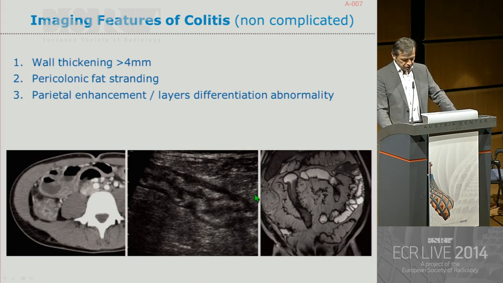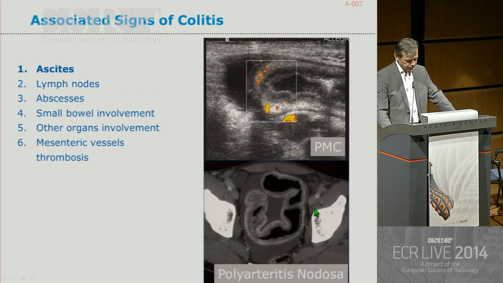You can see these three different patients with Crohn's disease, one in CT, one in ultrasound, and one in MR. You can see the thickness, the layer differentiation, the target sign here, the thick abnormality and fat stranding, and again in ultrasound and in MRI, it's almost the same image.